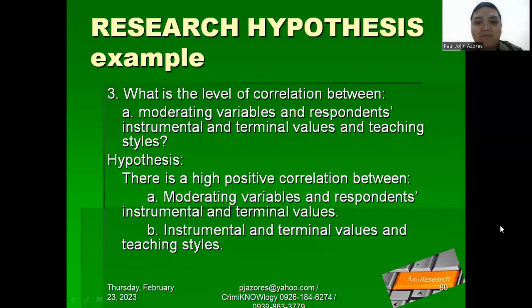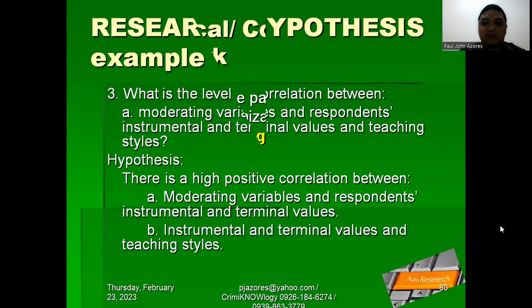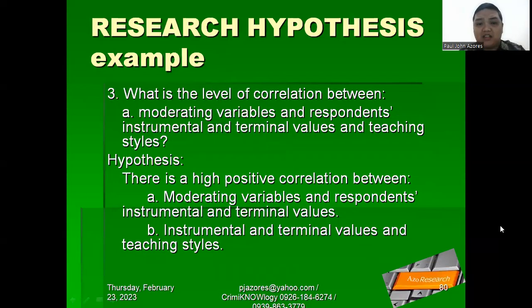Number 3, what is the level of correlation between A, moderating variables and respondents' instrumental and terminal values, and B, instrumental and terminal values and teaching style? Hypothesis: there is a high positive correlation between A, moderating variables and respondents' instrumental and terminal values, and B, instrumental and terminal values and teaching styles. So those are the examples. Disclaimer, this is not my study. This is an example given by my book reference in this lesson.